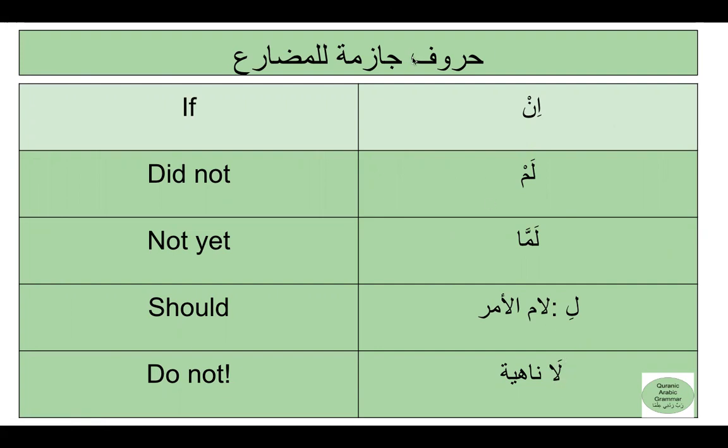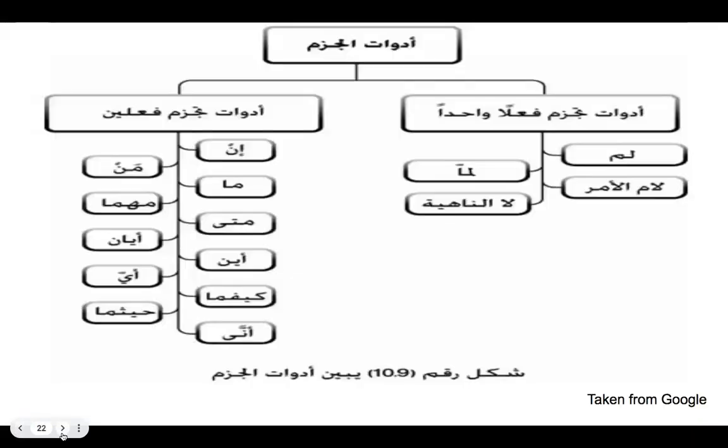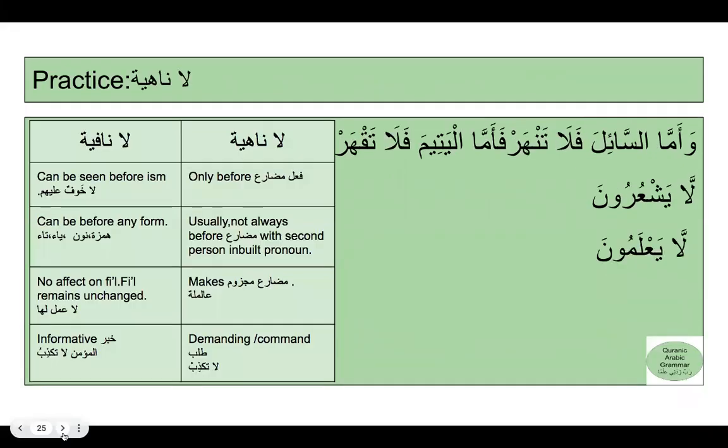This la, because it is one of the huruf jazima, makes your mudare majzoom. So if your la is making mudare majzoom, it is going to be called la nahiya. These are the spellings of this la. And if la has no effect on the mudare coming after it, it is going to be called la nafia. This la nafia you can see before ism as well, like la raiba, la khawfun, la ikraha fid din.